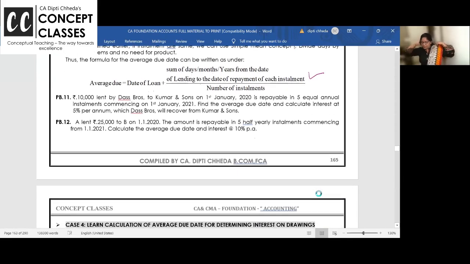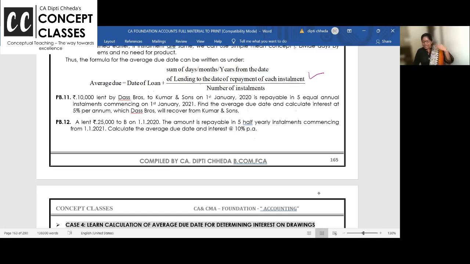Chalo, 11th problem. 10,000 lent by Das and Bros. Okay, and on 1st of January, it is repayable in 5 equal installments starting from January 21. Find the average due date and calculate interest at the rate of 5%, which will be recovered. So first you have to calculate the average due date.